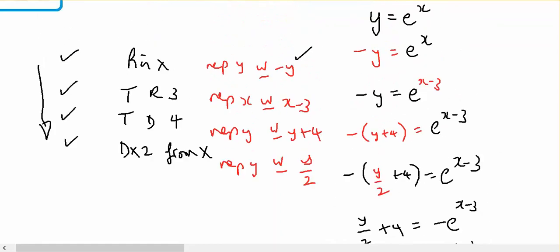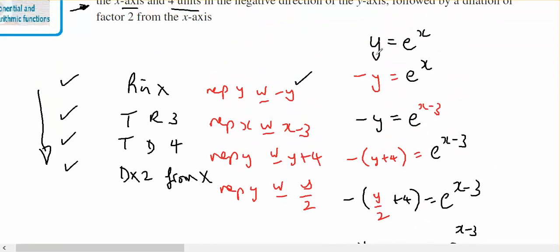Okay, what I needed to do, in order, was: y was replaced with minus y, x was replaced with x minus 3, y was replaced with y plus 4. Then y was replaced with y divided by 2. They're the replacements that occurred.